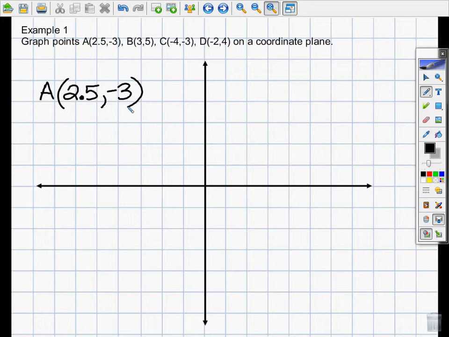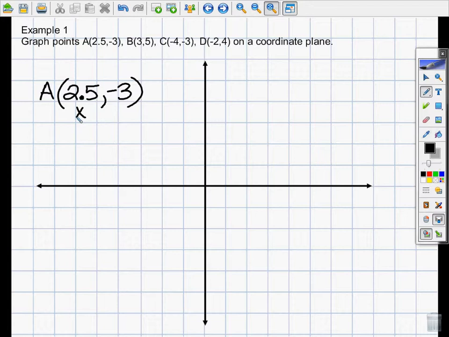We're at home base. Now, the 2.5, remember, that's where we're going to move on the x-axis. 2.5 is positive. So which way on the x am I going to move? Am I going to move to the right or to the left? Right. Going to move right. Positive means go to the right 2.5 places. How do you do a half on a graph? Okay, I'll show you. Watch.